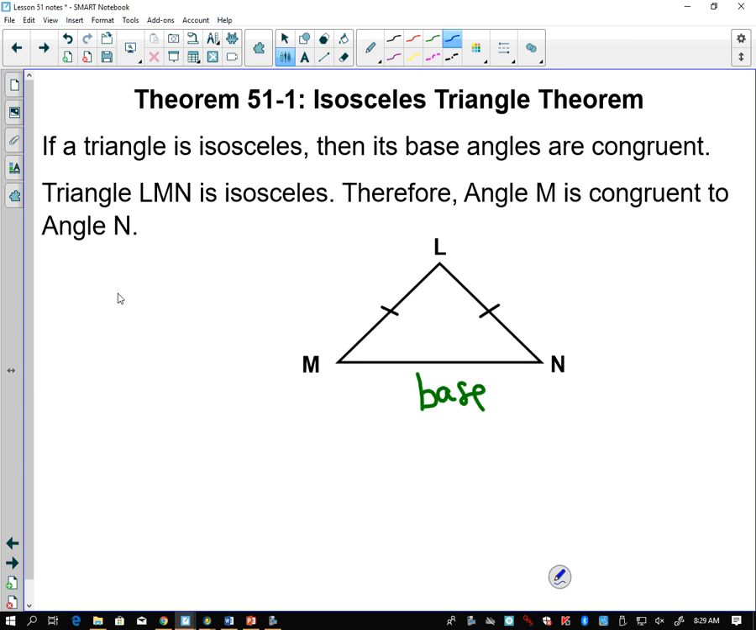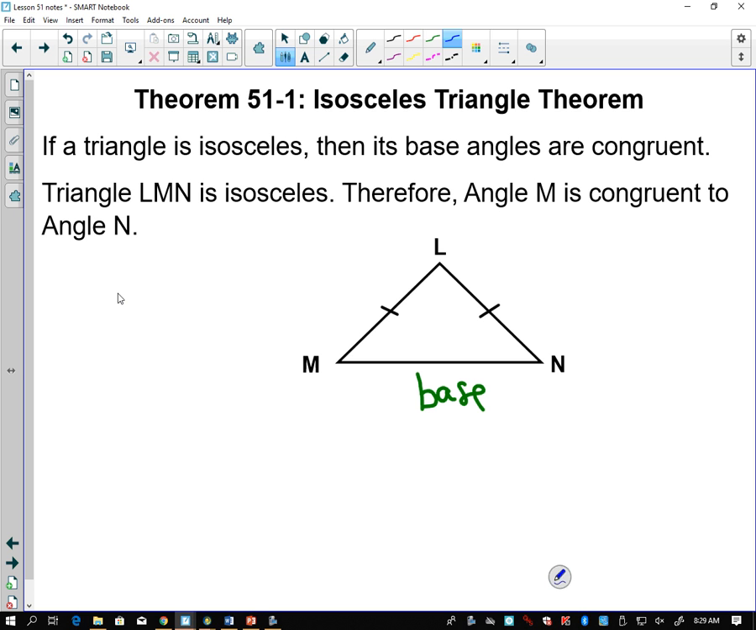All right, we'll even go back and see what the converse of our previous theorem is. If a triangle is isosceles, then its base angles are congruent. What would be the converse of that statement? Flip the hypothesis and the conclusion. If a triangle's base angles are congruent, then the triangle is isosceles.